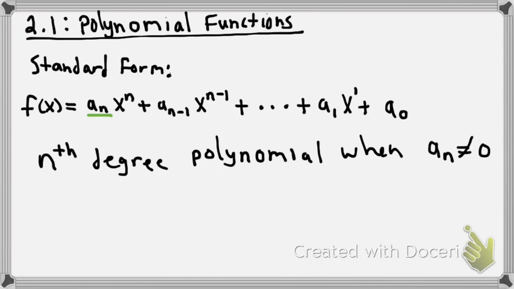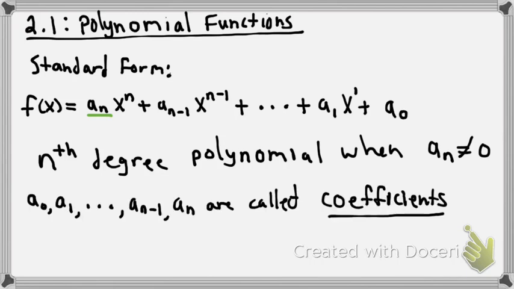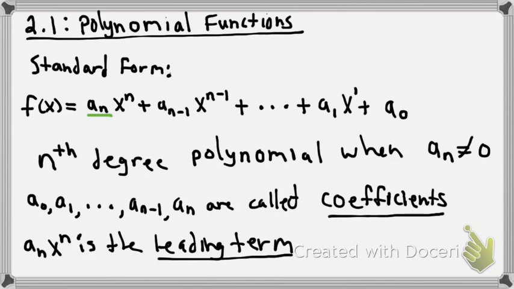We also say that this is an nth degree polynomial when a sub n is not equal to 0. Essentially x to the n in that case is going to be the highest power of x, and then the power is what gives us the degree. And we'll do an example shortly after a few more terms. The a sub 0, a sub 1, all the way up through a sub n minus 1 and a sub n are what are called the coefficients of the polynomial. And a sub n x to the n, the term that has the highest power of x appearing, is also what we call the leading term.